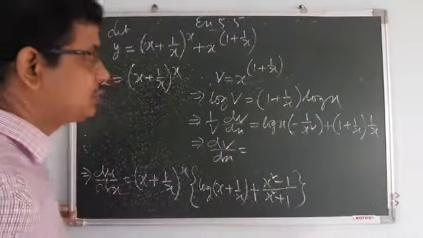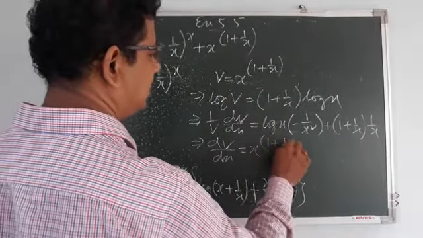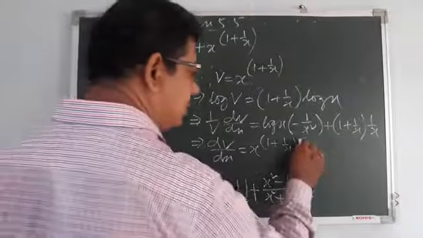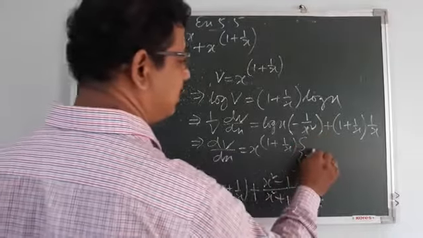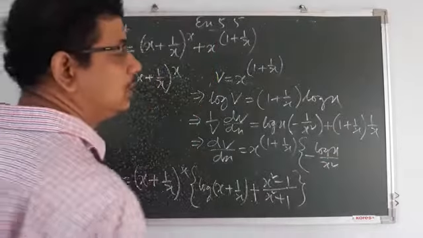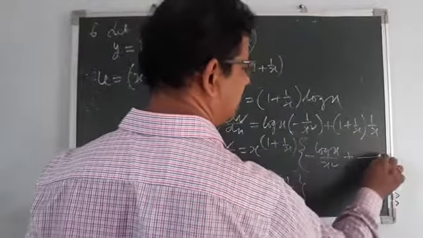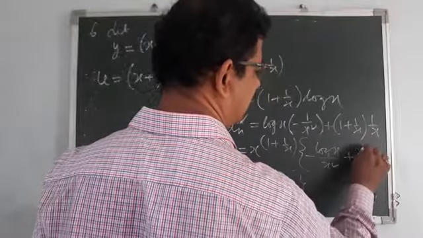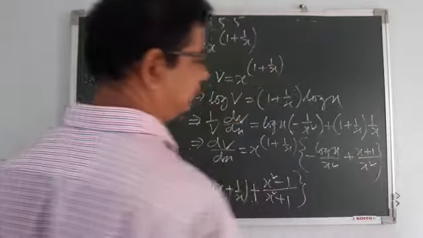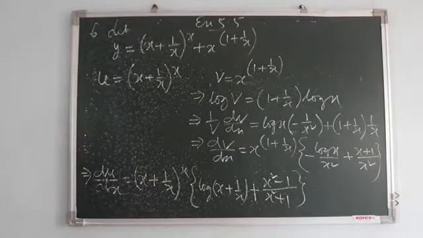v into this term. v is what? X by 1 plus 1 by x. Then this term minus log x by x square. If we differentiate and simplify this, then it will give x square in the denominator and numerator x plus 1. So this is our dv dx.